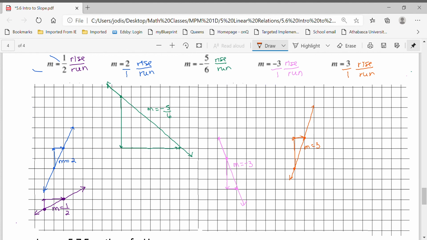Alright, so hopefully you're getting used to being able to draw a line using its slope, and also getting the slope given 2 points. But that's it for this lesson, so try your homework and ask any questions if you have.